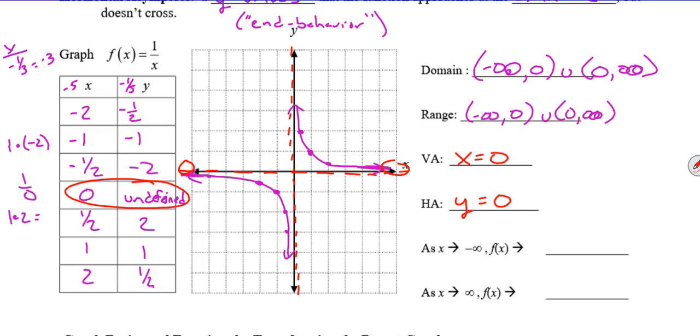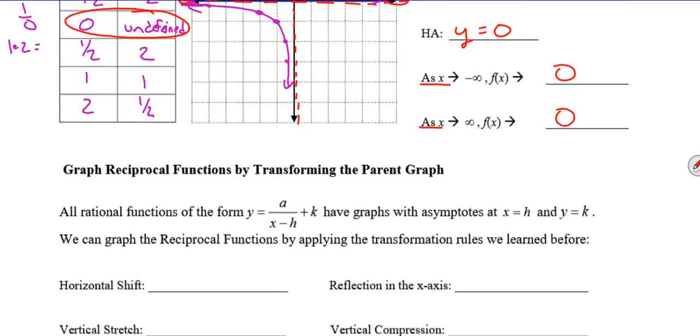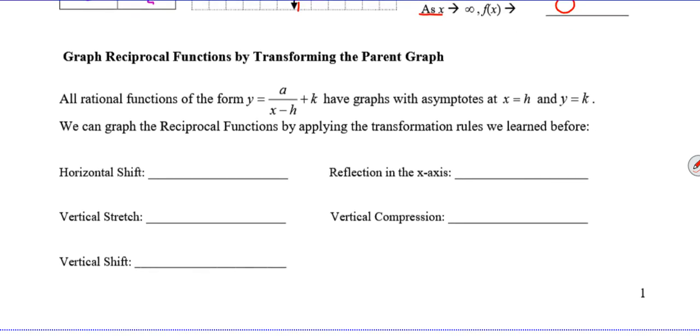And as we mentioned, this is our end behavior, right? So as x goes to the left, y approaches 0. As x goes to the right, y approaches 0. Okay? So that is the parent function of a reciprocal function. We can talk a little bit now about the types of transformations, and this should look very familiar to you by now, right? Here are the transformations that are possible, and we can talk about what they mean.